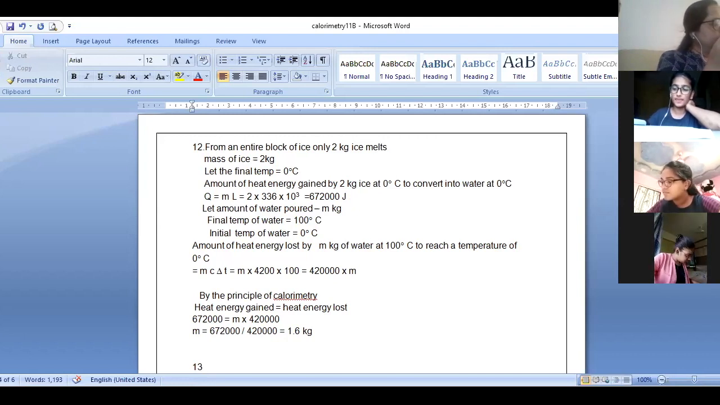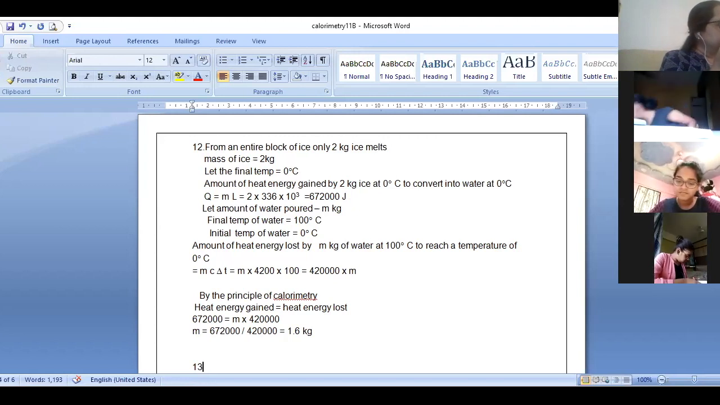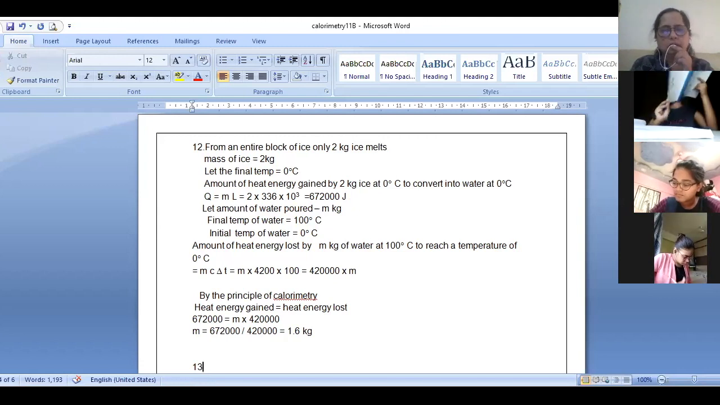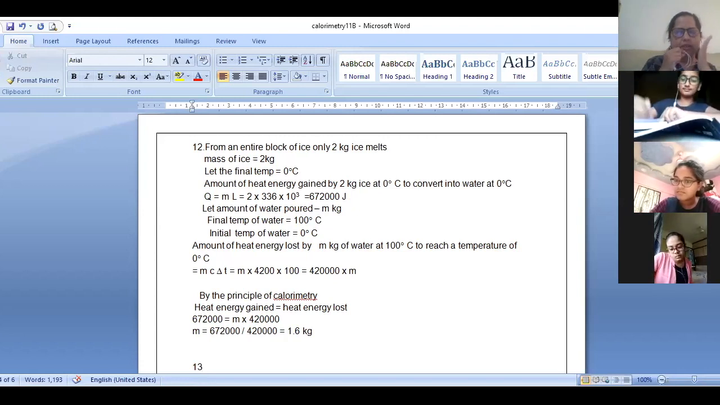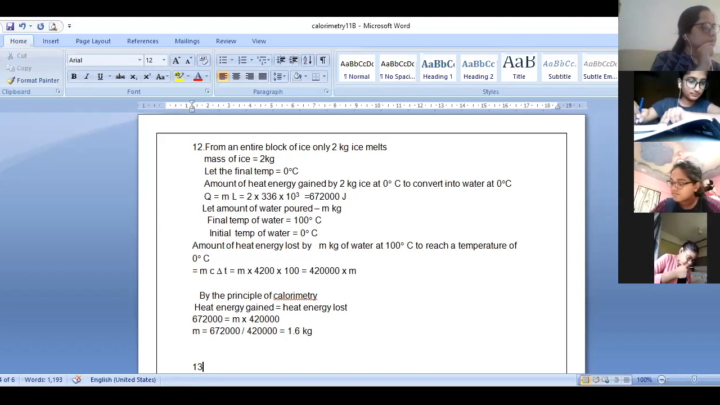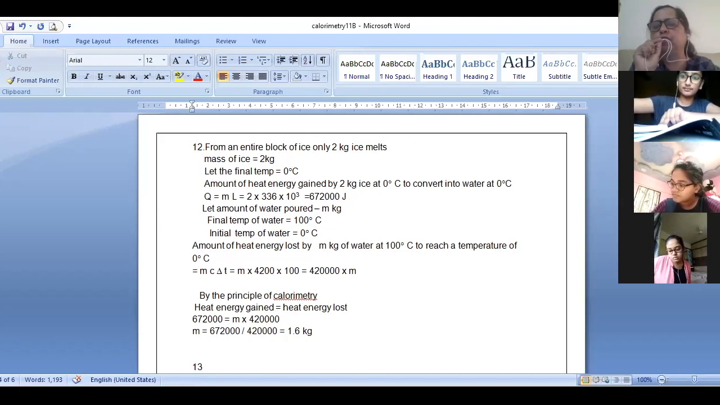Required to convert 100 gram of ice at -10 completely into water at 100 degrees Celsius. So who is Akshat? Akshat, read that 13th question and give me the first statement. Hurry up. 100 gram of ice is at -10 degree and it has to be converted into water at 100 degrees. So what will be the first statement, Akshat?